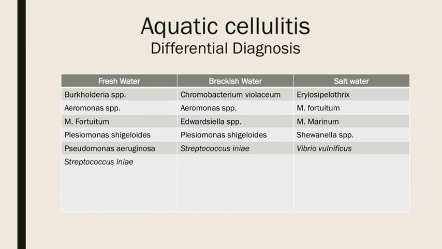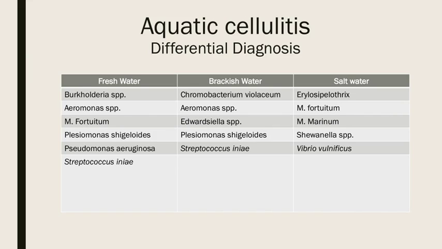Okay, so let's talk about our differential diagnosis of aquatic cellulitis. If you're thinking fresh water, then the differential, of course, is Burkholderia, Aeromonas, and among the Mycobacteria, M. fortuitum. Let's not forget Plesiomonas, which is generally associated with brackish water but can also be seen in fresh water. Pseudomonas, and also Streptococcus iniae. So for brackish water, think about Chromobacterium violaceum, Aeromonas, Edwardsiella, Plesiomonas, and Streptococcus iniae.